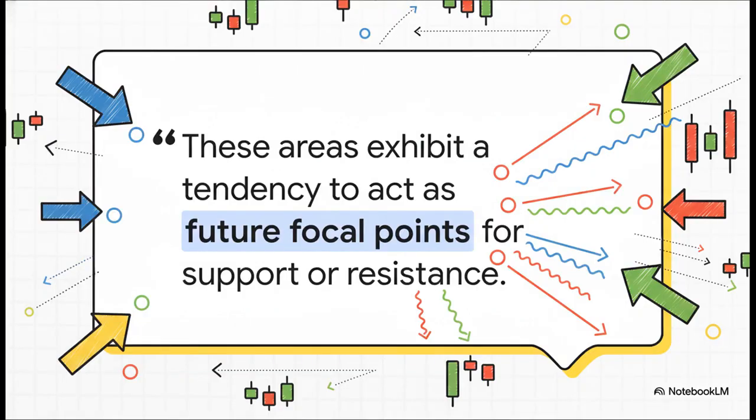And here's the absolute key. These clusters of past pivots aren't just pretty data points from history. They have this incredible tendency to predict where price is going to react in the future. They almost act like magnets for support and resistance.